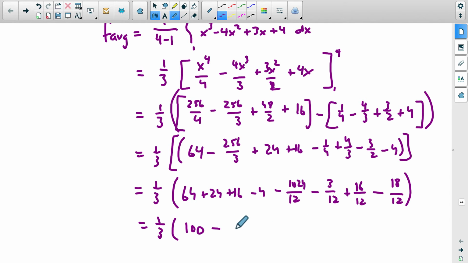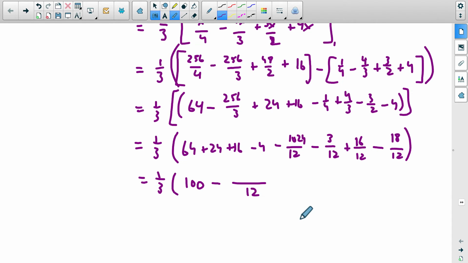And then when we combine fractions, the denominator stays the same. Oh boy. Okay, negative 1024, and then we've got to take away another 3. So we're at 1027. I'm going to skip over to this. We're going to take away another 18. So we're at 1045, and then we're going to add the 16. So you end up at 1029 over 12.